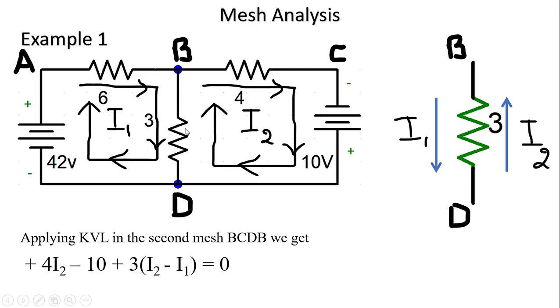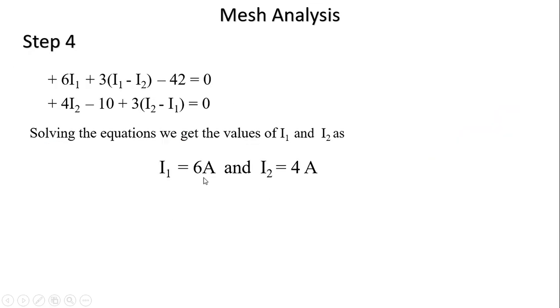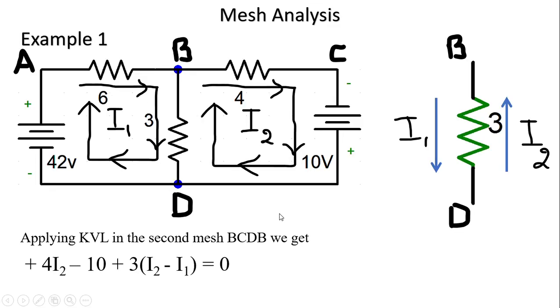If you consider the voltage drop across the 3 ohm resistor, I1 is 6 amperes, I2 is 4 amperes. So from B to D, I1 is 6 and I2 is 4. 6 minus 4 is 2. 2 into 3 is 6 volts. 6 volts is the voltage that we notice across the BD resistor, the 3 ohm resistor.